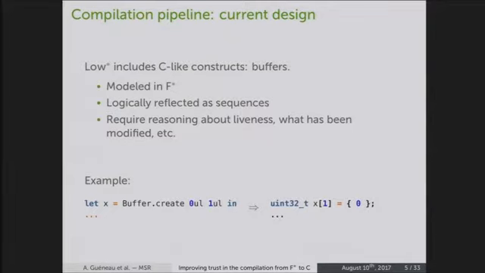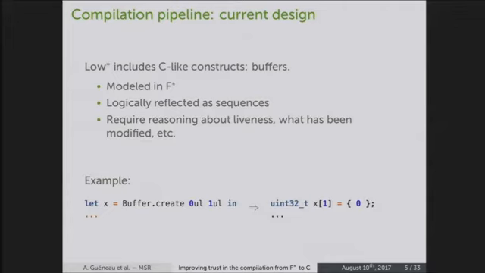Another extreme would be to have a deep embedding of all the C standard in Low-star, which would make KreMLin trivial, but which would make the verification very painful, because now the user would have to reason about all the subtleties of C semantics in Low-star and track the liveness and the mutation of its data. So obviously, the current design of Low-star lies somewhere in the middle.